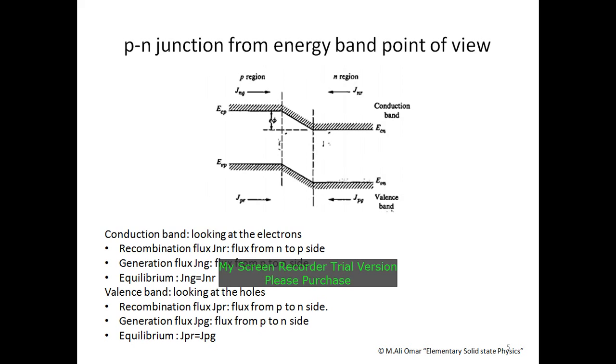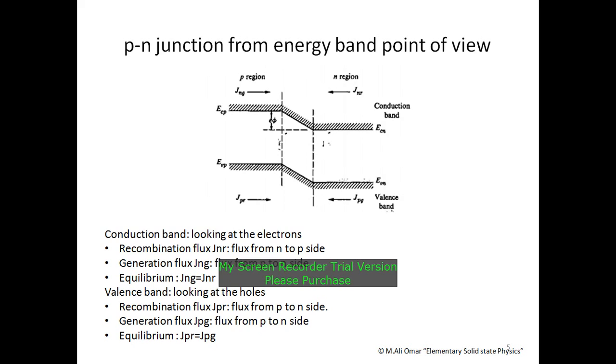Looking at the electrons in the conduction band, we have the recombination flux which flows from the n side to the p side due to the large electron concentration on the n side. On the opposite side, we have a generation flux which flows from the p side to the n side due to the generation and subsequent sweeping of electrons by the junction field. If both fluxes have the same magnitude, we call it equilibrium.